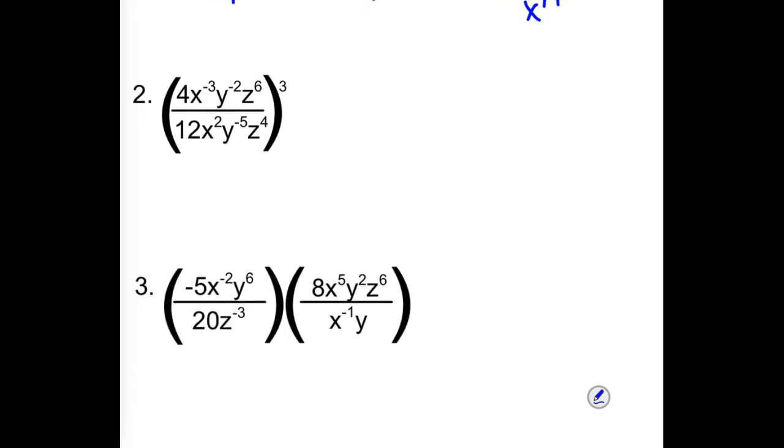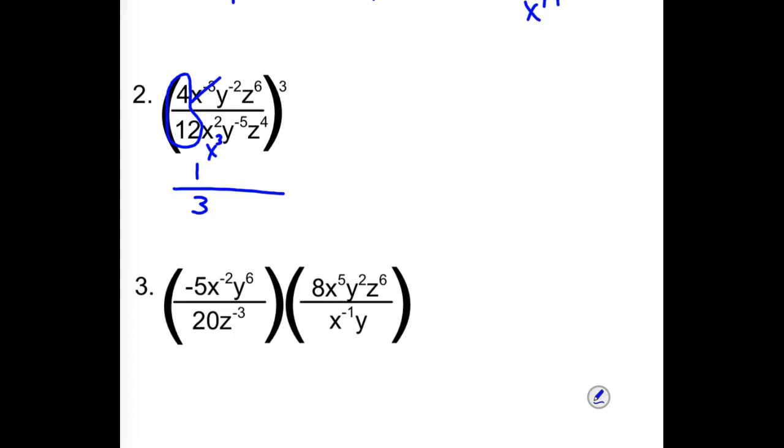All right, looking at the second one. Do you see things inside the parentheses that you could simplify? Then I would do that first, all right? Rather than cubing everything and then trying to simplify it. So the 4 and the 12, what would that reduce to? 1/3. Okay, looking at our x's. If you have negative exponents, picture moving them. So this x to the -3, I'm going to move it down here.